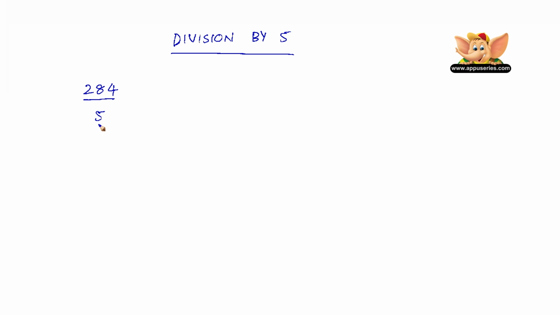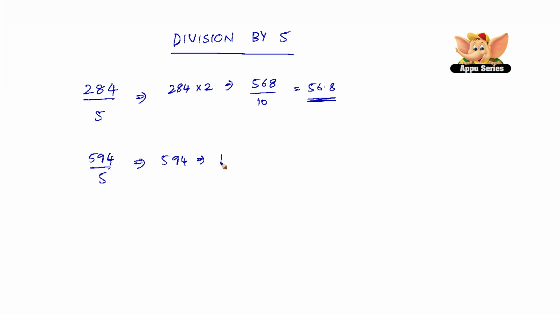So instead of straight away dividing 284 by 5, what we can do is double the number that has to be divided. So doubling 284, that is 284 into 2 gives us 568. And divide 568 by 10, which is 56.8. So 56.8 is the answer of 284 by 5. Another example, 594 by 5. Double 594, which gives us 1188. Divide 1188 by 10, which is 118.8.